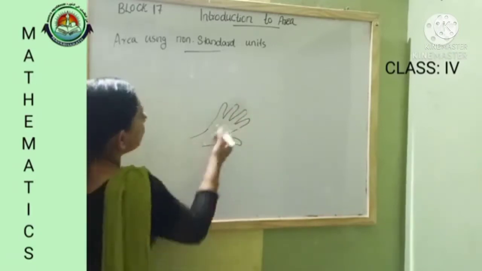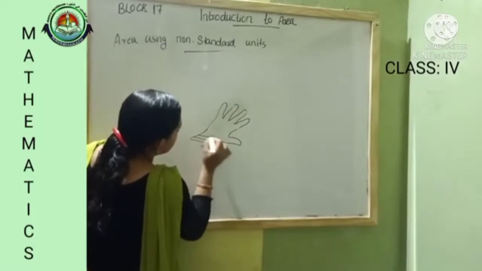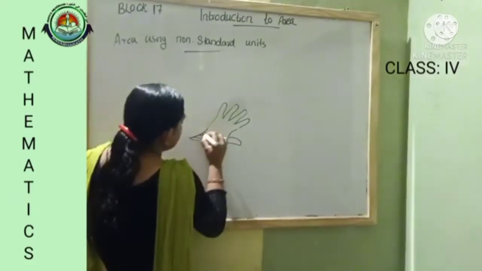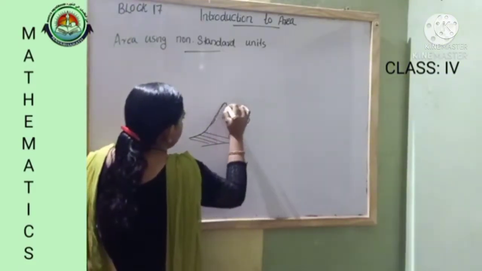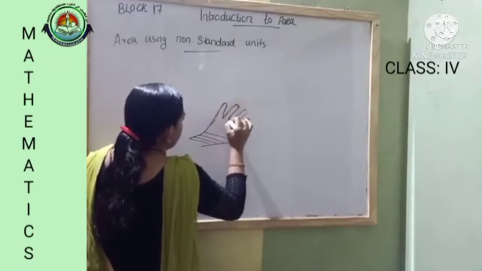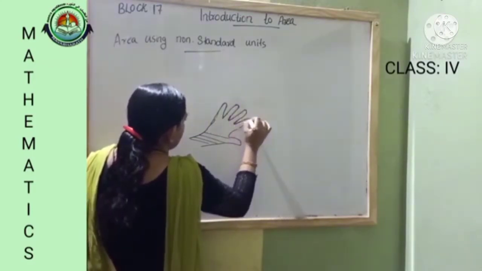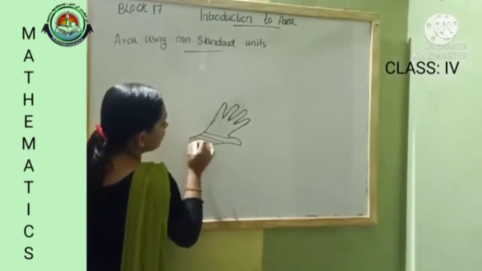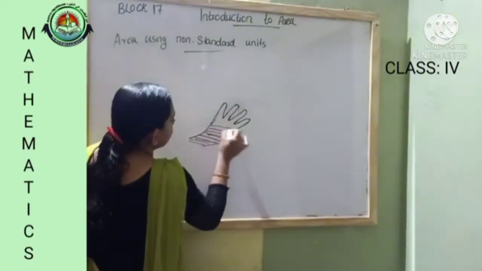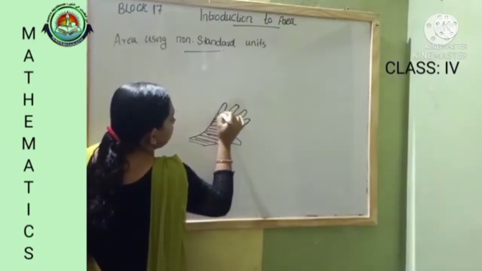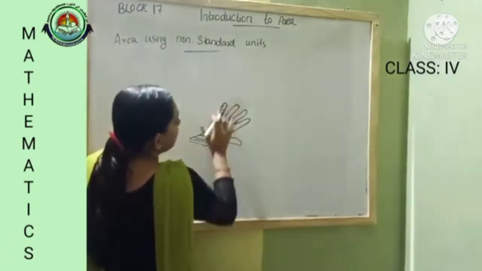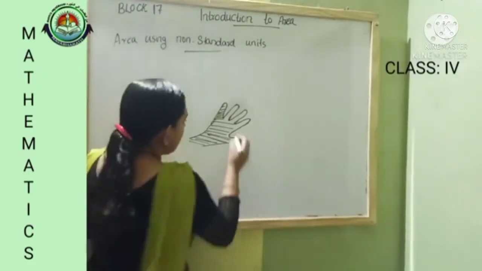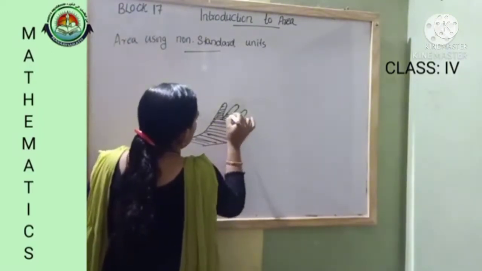In the same way, area means the full inside of these sides. The difference between perimeter and area: perimeter is this length only. But area means the surface enclosed by the shape. The surface enclosed by the shape, this full place, we say is the area. This is the area.